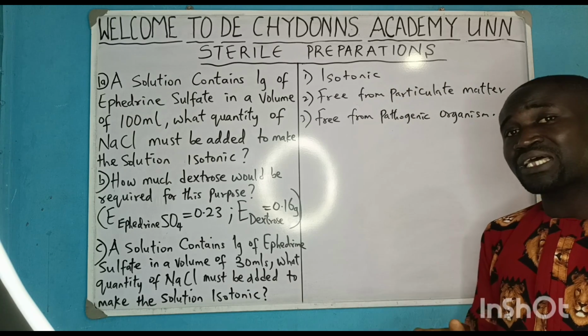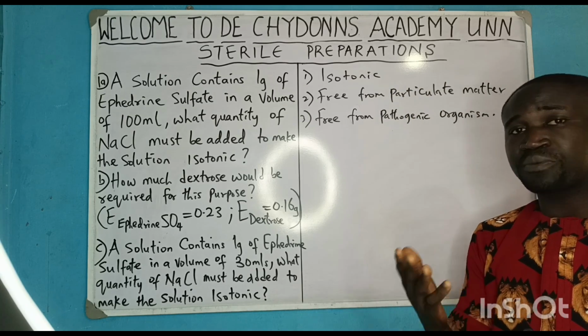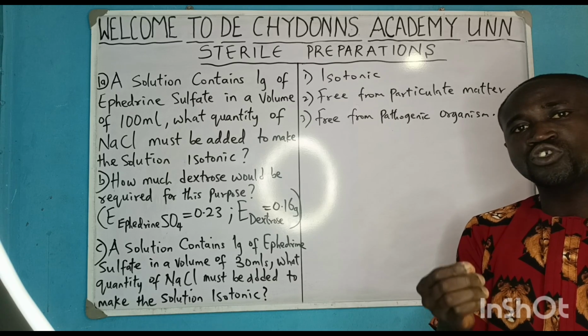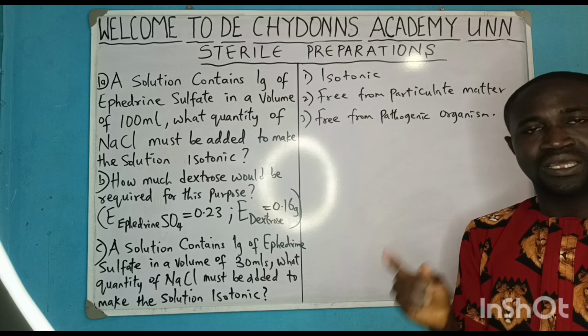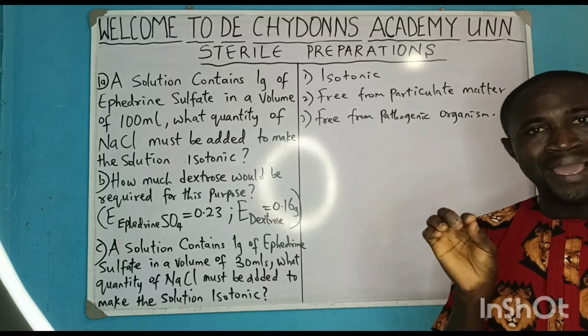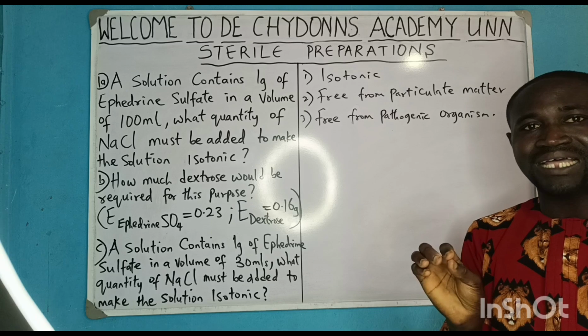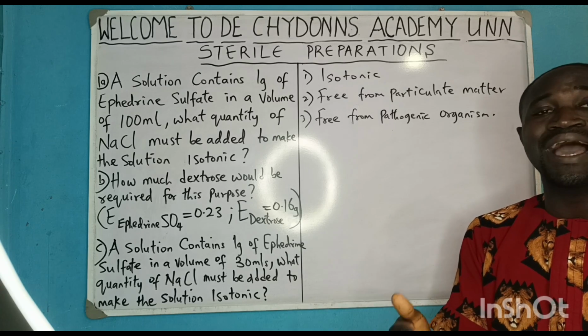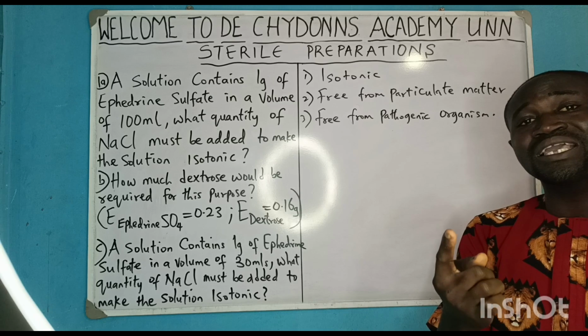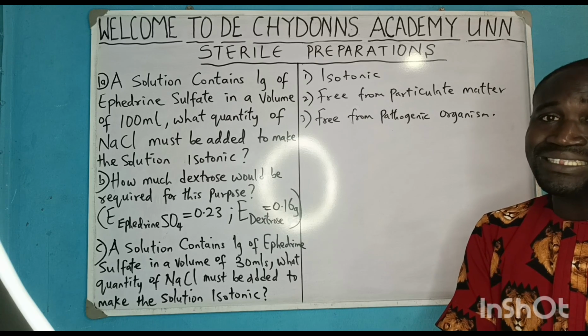Take for instance these tablets, syrups, suspensions: there is a minimum level of some microorganisms that we can tolerate or allow them to have, because they do not get to your bloodstream directly.